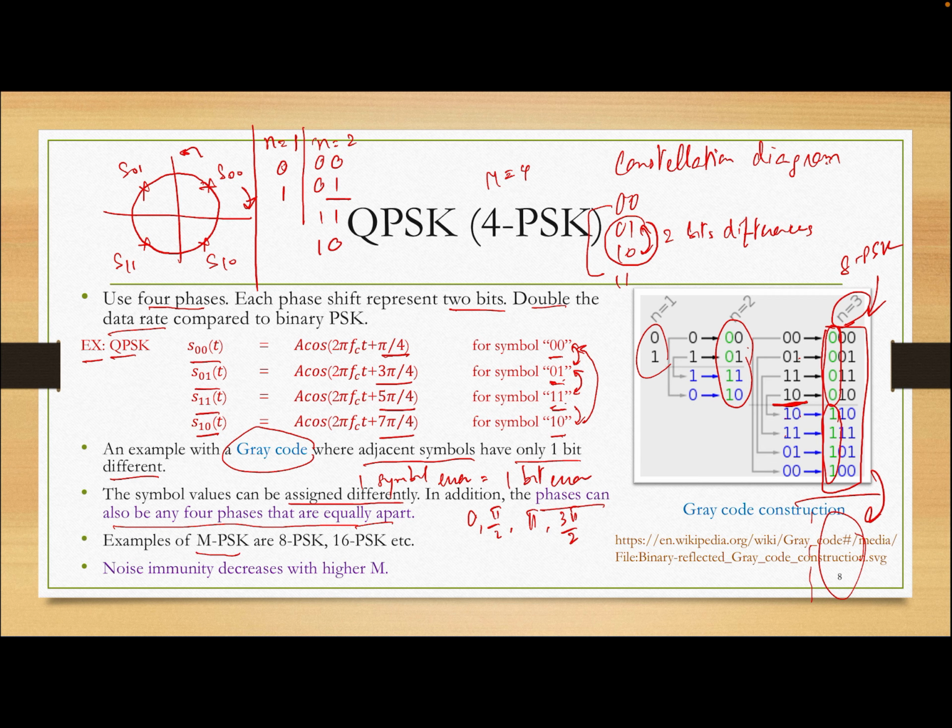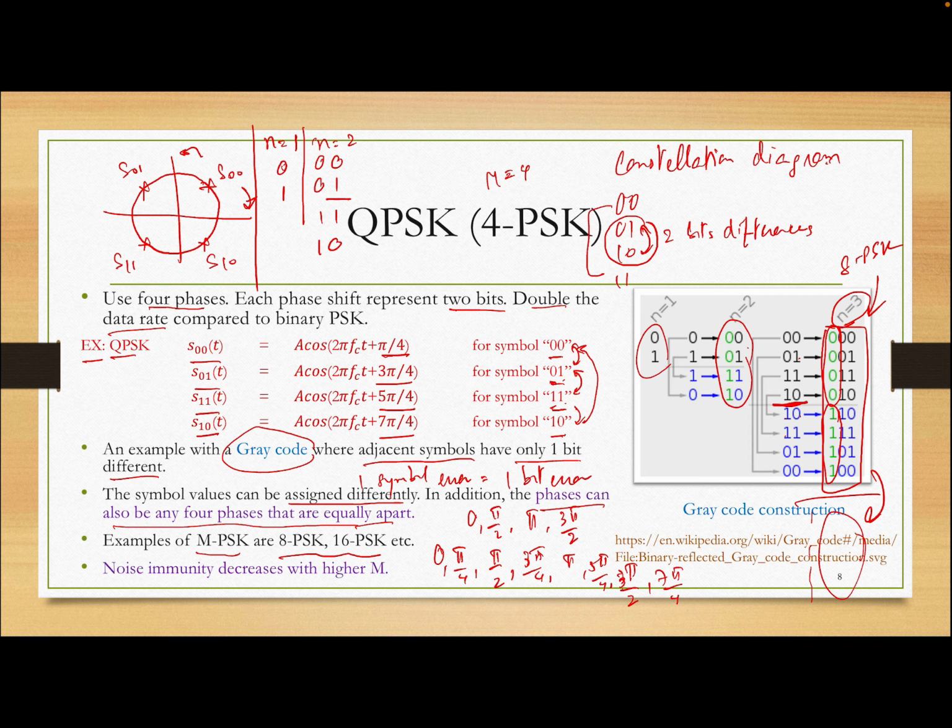Examples of MPSK, as I say, are 8 PSK or 16 PSK. If you want to use 8 PSK, it means that you need to add 4 more phases in between here. So let's say I have this, 3 pi over 4, pi, 5 pi over 4, 3 pi over 2, 7 pi over 4. So I have 8 phases.